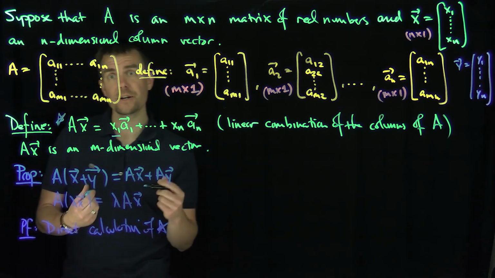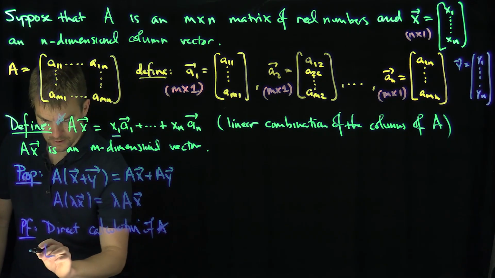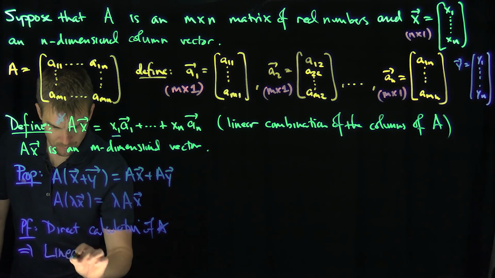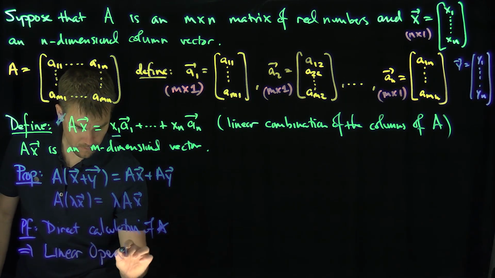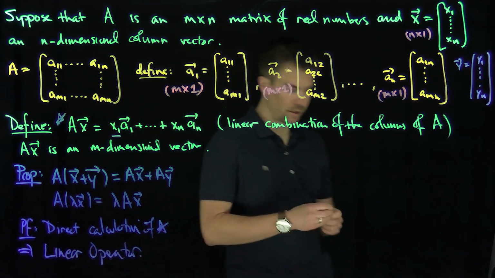So this proves that A is a linear operator, right? So A is a linear operator. This implies that we have a linear operator. Okay? So A is a linear operator.